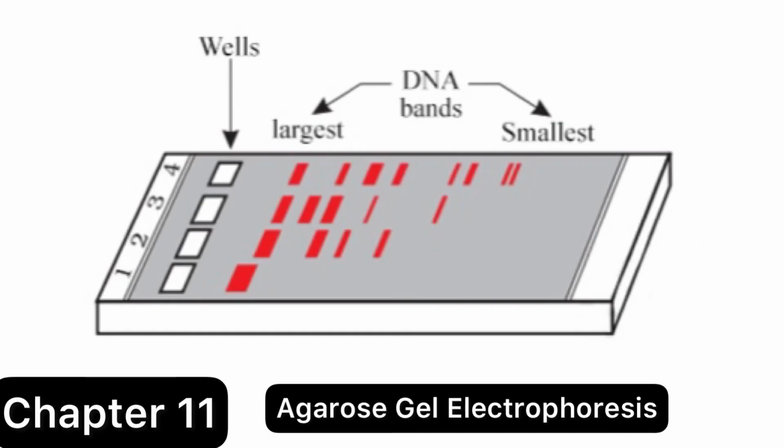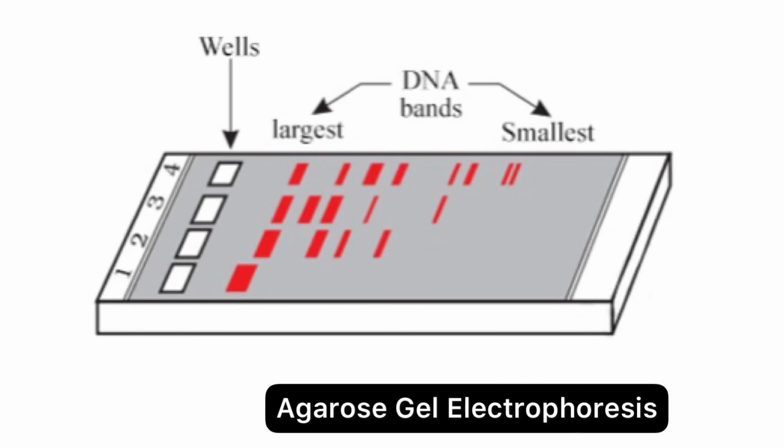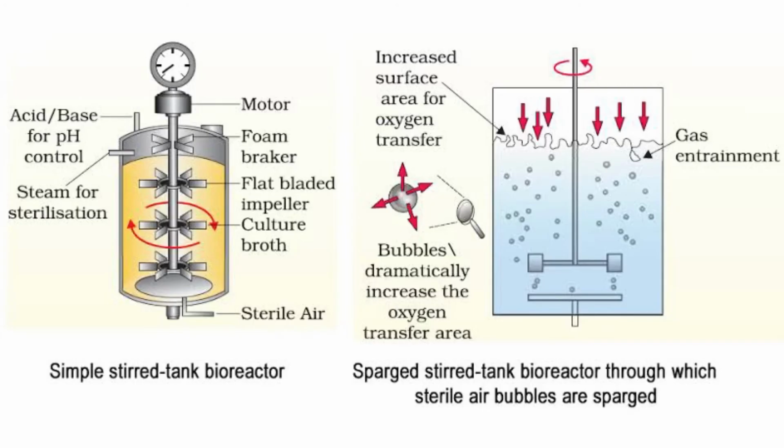Chapter number 11, Biotechnology Principles and Processes. When coming to important diagrams, even this chapter is very important. Here on the screen you can see agarose gel electrophoresis. Both of the diagrams are important, but any one can be asked. Simple stirred tank bioreactor or sparged stirred tank bioreactor.